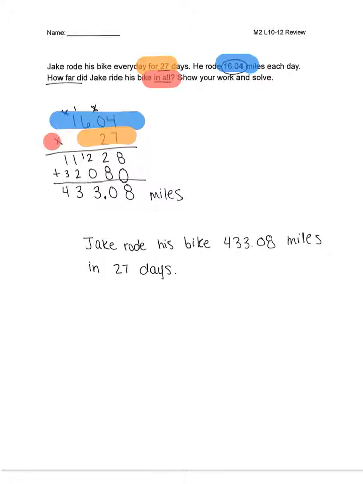Next step, 2. 2 times 4 is 8. 2 times 0 is 0. 2 times 6 is 12. Carry your 1. 2 times 1 is 2 plus the 1 is 3. When you add all that up, you get 433.08 miles. And then do not forget your answer statement.